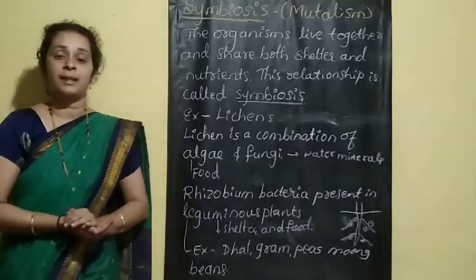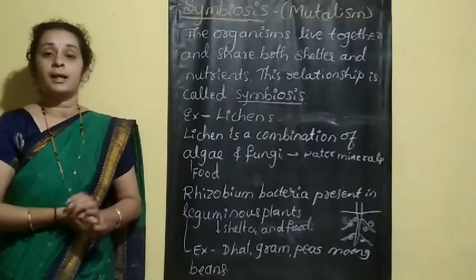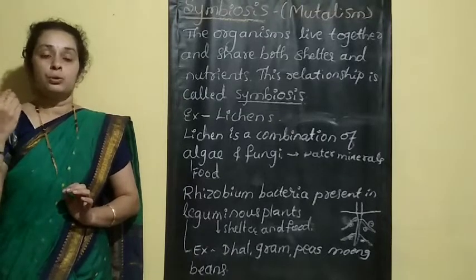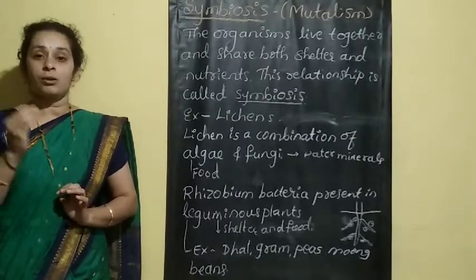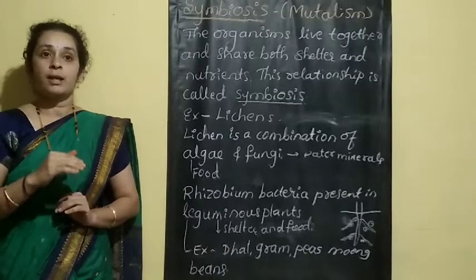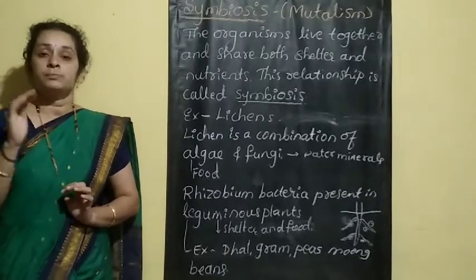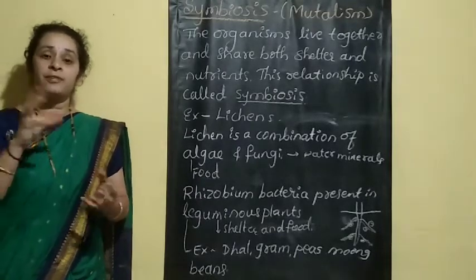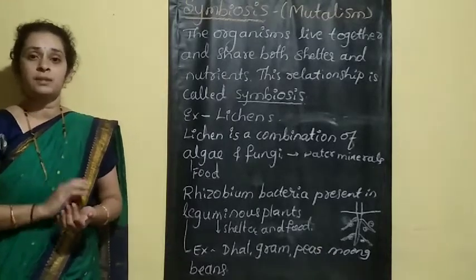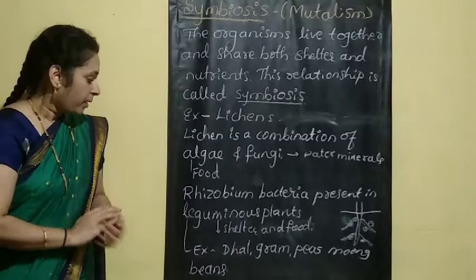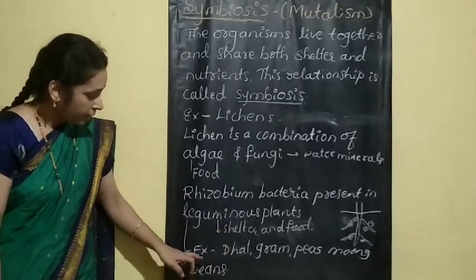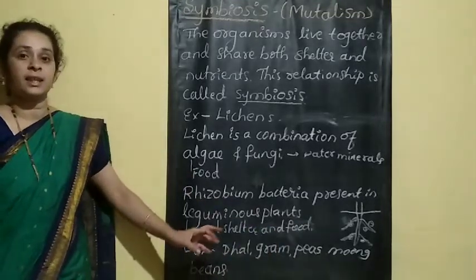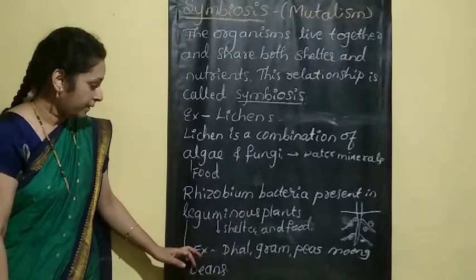These Rhizobium bacteria help to convert gaseous nitrogen into usable forms of nitrogen, because plants cannot use gaseous nitrogen directly. Thereby it fixes nitrogen to the soil. It helps in nitrogen fixation. Examples of leguminous plants are dal plant, gram plant, pea, moong and beans.